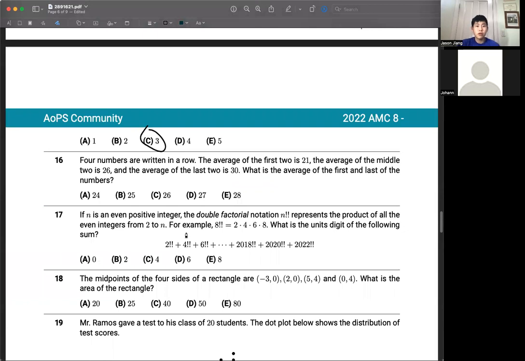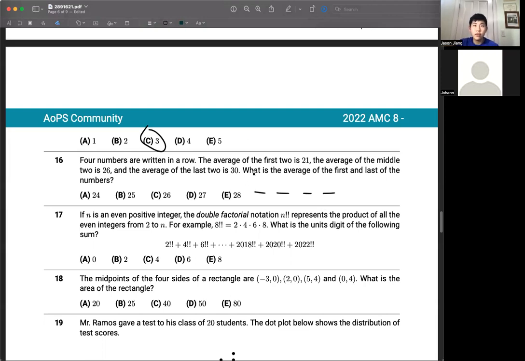Number 16. 4 numbers are written in a row. The average of the first 2 is 21, the average of the middle 2 is 26, and the average of the last 2 is 30. What is the average of the first and last? Since it doesn't give us any real restrictions on the actual numbers, we can just pick whatever numbers we want, and essentially that means we can plug in numbers and use that to figure it out. However, we could also do it in a way that is a little bit quicker and maybe a little more elegant.